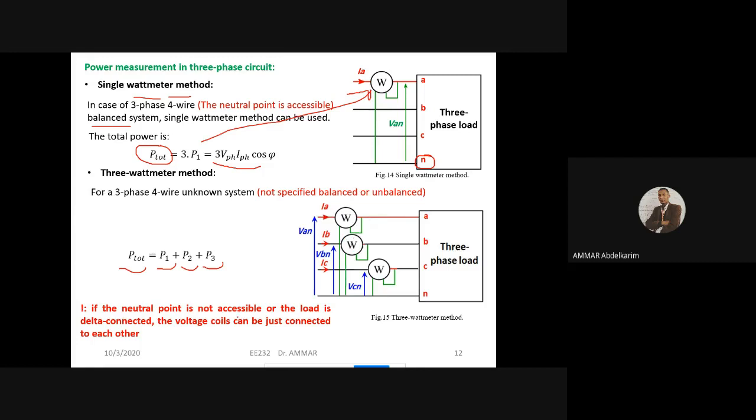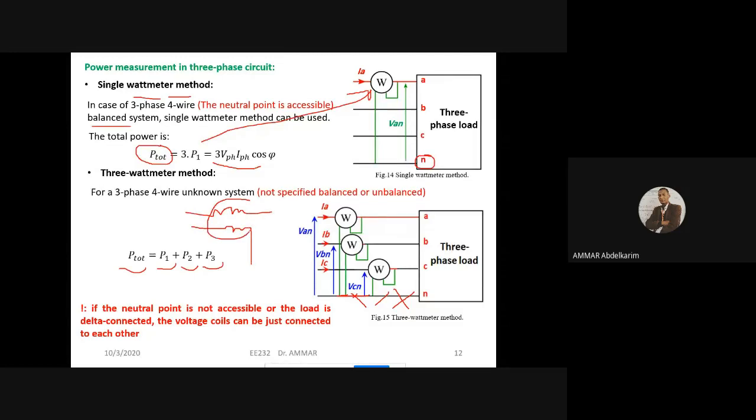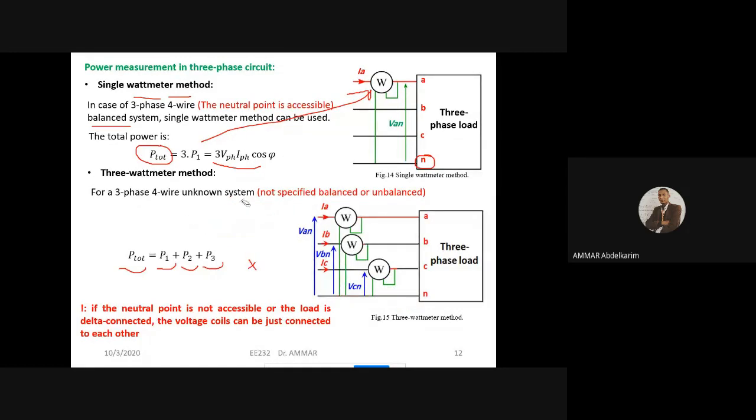If the neutral point is not accessible or the load is delta connected, the voltage coils can be connected to each other. So if the neutral is not accessible, we can connect these points to each other. We said that the wattmeter has a series coil and a parallel coil like this. We can connect those parallel coils to each other when we don't have a neutral. So the second method is the method of 3 wattmeters. We measure each phase independently or separately.